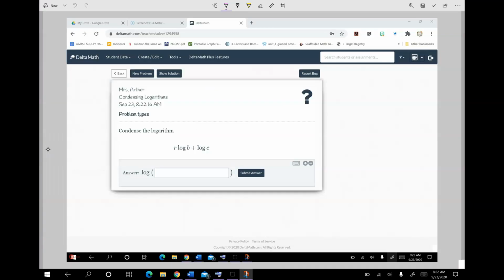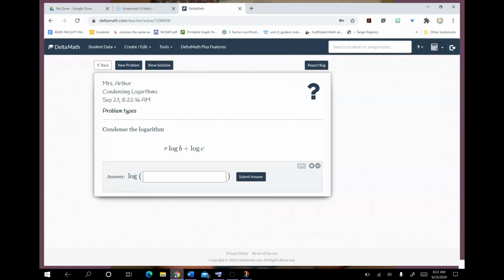So what I'm going to do is make these numbers in front exponents, which only have one. So it's going to be log of b to the r power plus log of c. When you're adding, you're going to multiply. So now it's going to be log of b to the r times c. Okay? And remember, multiplication, you can write it any way. So you can put the c in front if you want to.